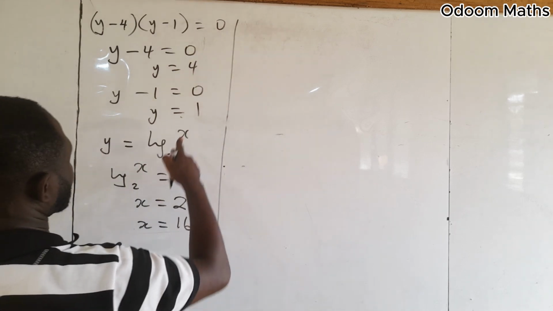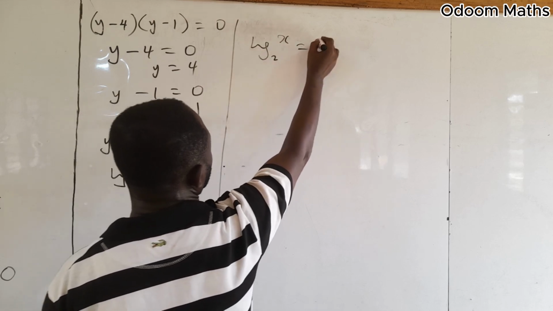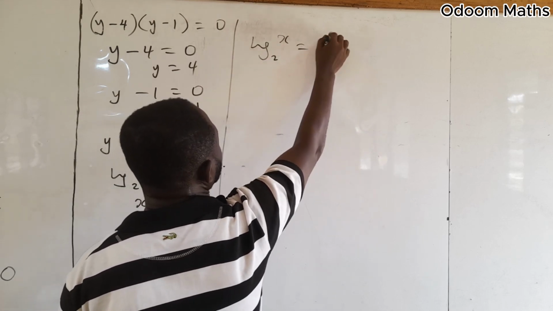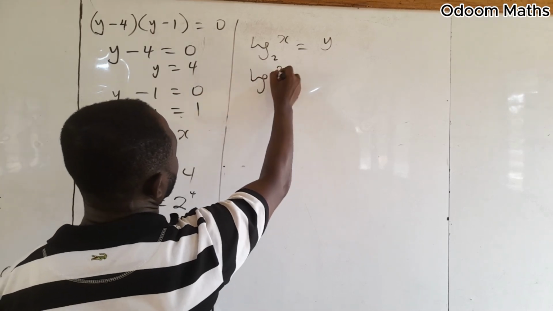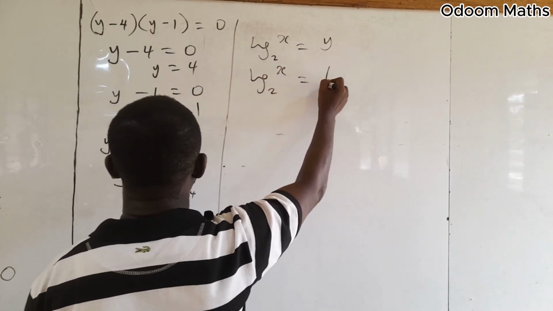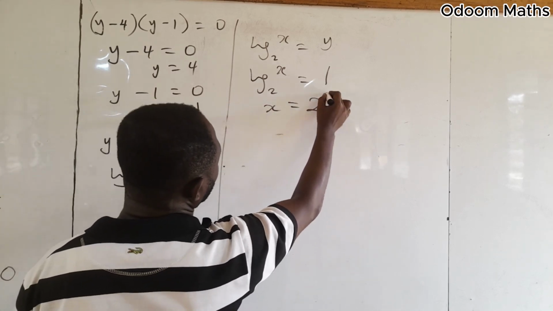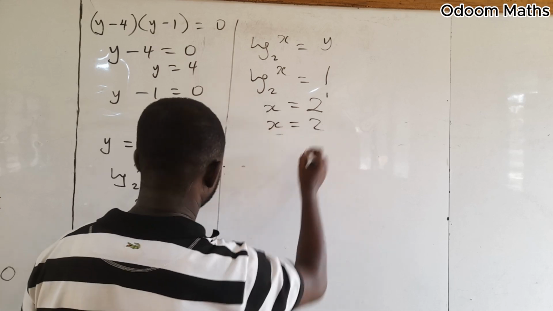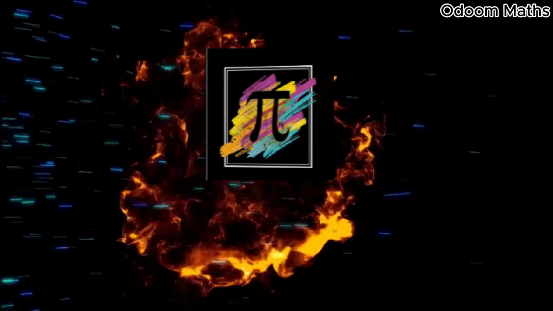So the second one, that is this one, log x base 2 is equal to y. That is what we said earlier. So it means that log x base 2 is equal to 1 because y is 1. Now x becomes 2 to the power 1 and x is going to be 2. So x is 2 or 16. Okay.